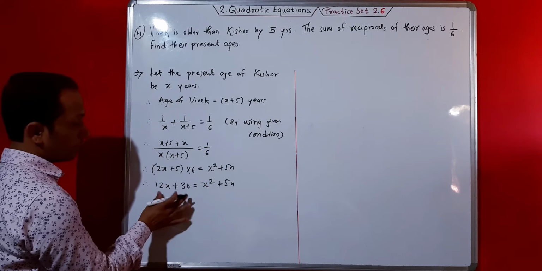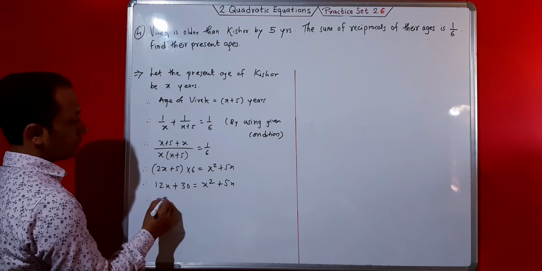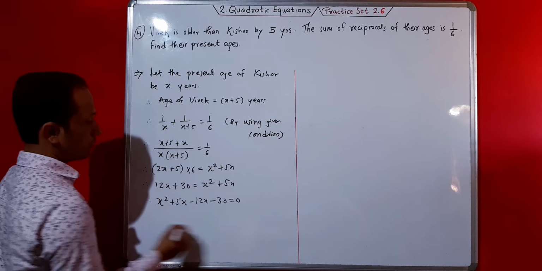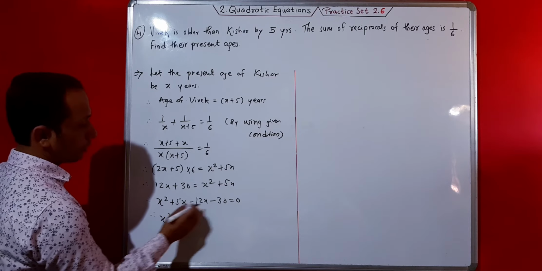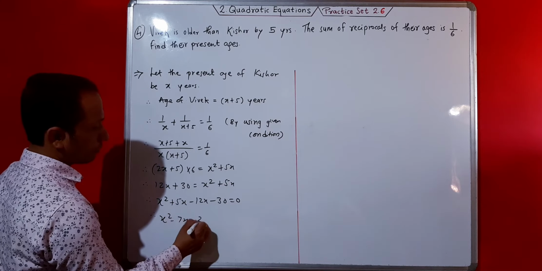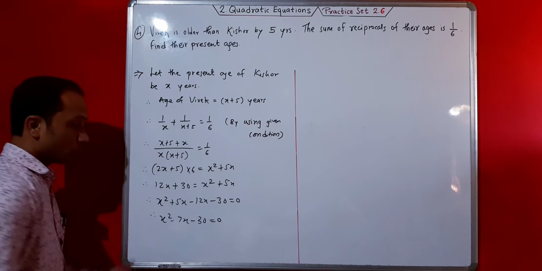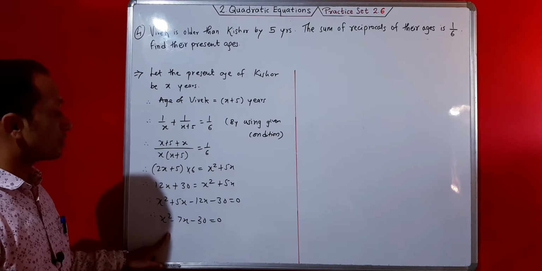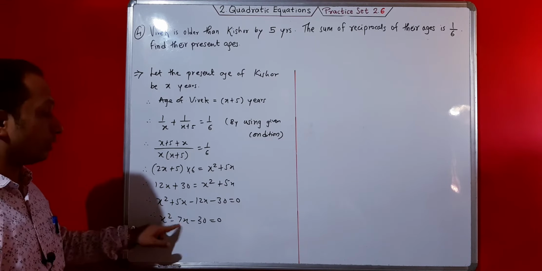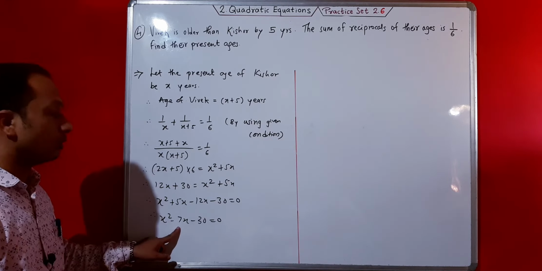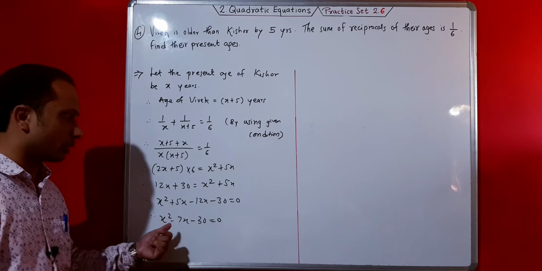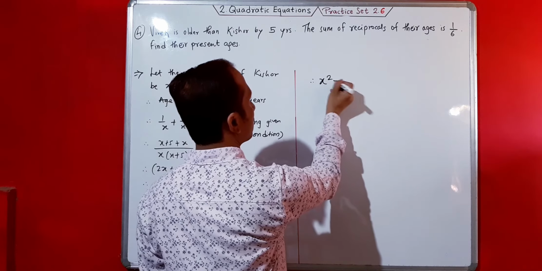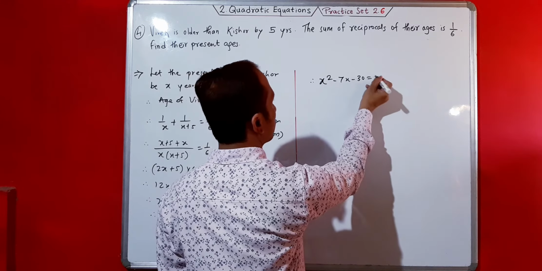So once you take this whole point to that side, x squared plus 5x minus 12x minus 30 is equal to 0. Therefore x squared minus 7x minus 30 is equal to 0. So now you have to factorize this equation in such a way that the product should be minus 30 and the addition should be minus 7. So you have to factorize: x squared minus 7x minus 30 is equal to 0.